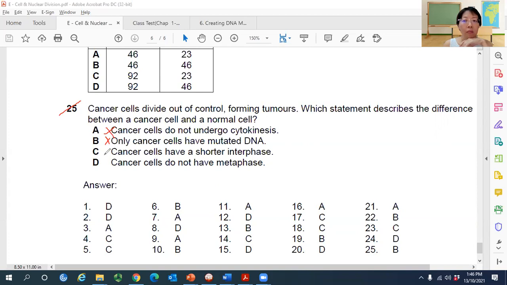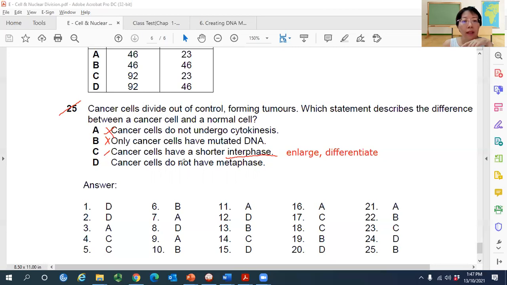Okay, which statement describes the difference between, okay. Correct lah. Okay, let's choose the best answer. C. Cancer cells have a shorter interphase. Yes, because cancer cells, right? What happened during interphase? You know already, after the cell divides, it will actually enlarge and then it will differentiate, right? For a normal cell, okay? But cancer cells, when they divide, they can enlarge, but after that, they continue to divide. They don't differentiate. So therefore, their interphase will be shorter. So C is actually correct.